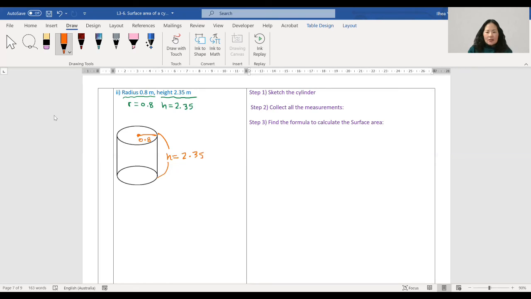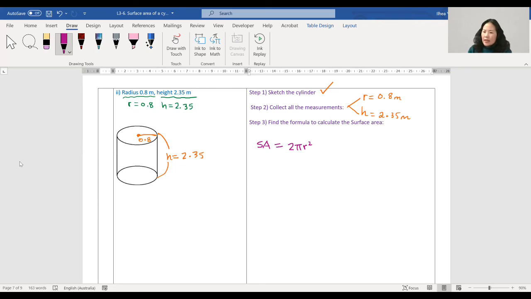So I sketch this and collect all measurements. Really, it's just 2 measurements: the radius and the height. That's all I need. My radius is 0.8 meters and my height is 2.35 meters. What is the formula for the surface area of a cylinder, please?